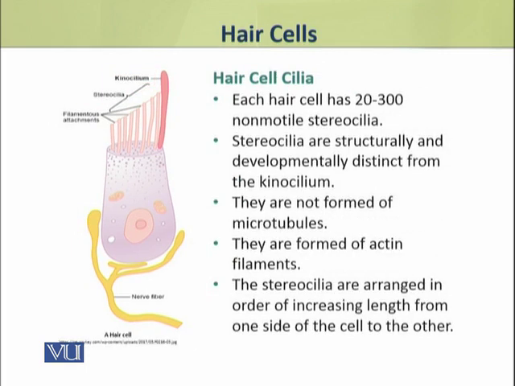The hair cells also have many stereocilia. The number of stereocilia may vary from 200 to 300 in each hair cell. These stereocilia have a structure which is not like the motile cilia. They are non-motile ciliary structures. They are structurally and developmentally distinct from the kinocilium.